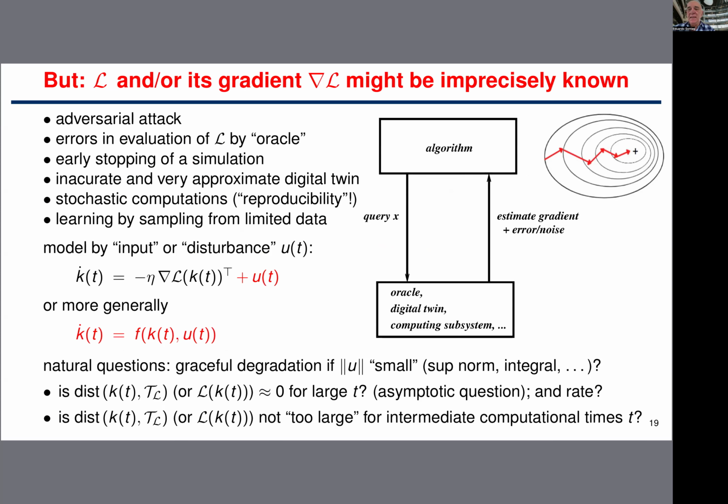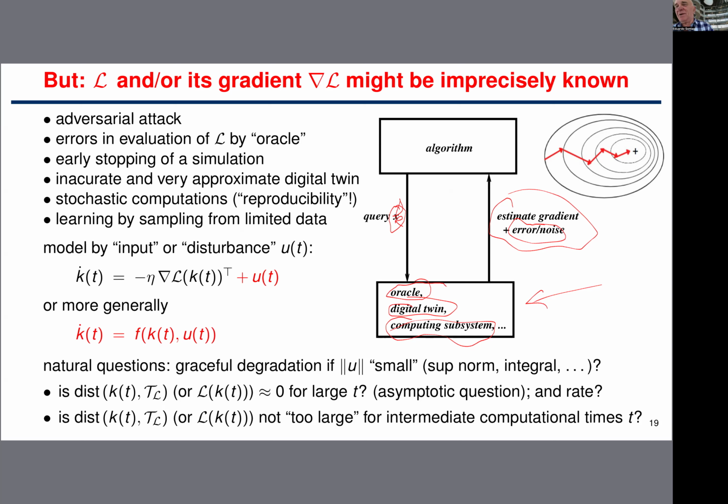gradient descent. In that algorithm, we're going to query, given an X, or K, maybe I should call it K, we're going to query some sort of oracle or digital twin or computing subsystem or some system that is going to estimate for us the gradient, but maybe the gradient is corrupted by some sort of error or noise that could come from some adversary changing our estimate, or errors in evaluation by the oracle, or early stopping of a simulation. For example, it could be that this system right here is simulating, maybe you have a car and you actually run the car and see if the car crashes or not. And based on that, you decide what the value is of this particular feedback law, but you don't let the simulation go to the end.